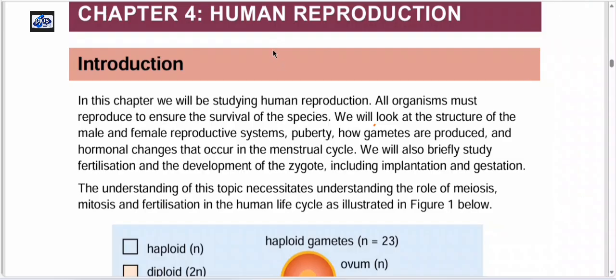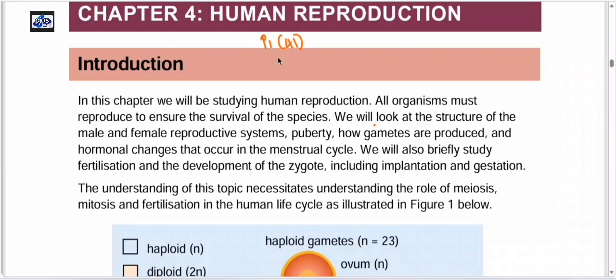So good people, human reproduction falls under paper 1, and it carries 41 marks. We are going to learn how humans reproduce. In this chapter, we are going to learn the structure of the male and the female reproductive system, the parts and the labels, and the functions, and how the gametes are formed.